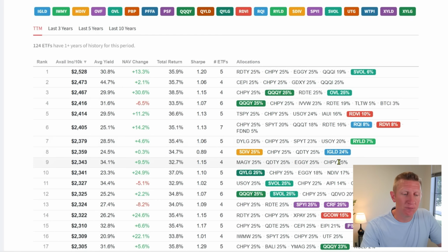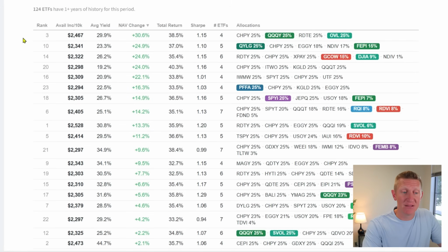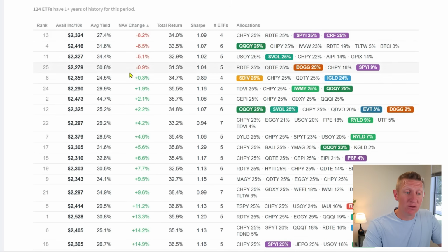But you can see all these different portfolios and how they grew. If you're looking for the best net asset value change, you can see that one right here, which was the number 3 ranking portfolio overall based on available income per $10,000. That was an equal weighting between OVL, RDTE, QQQY, and CHPY. Now, if we sort this based on net asset value change down here, some of these portfolios actually had a net asset value that went down over time. Those would be a little bit more concerning. Right here, CHPY, RDTE, SPYI, and CRF. It still had a total return of 34%, but there was some net asset value erosion.